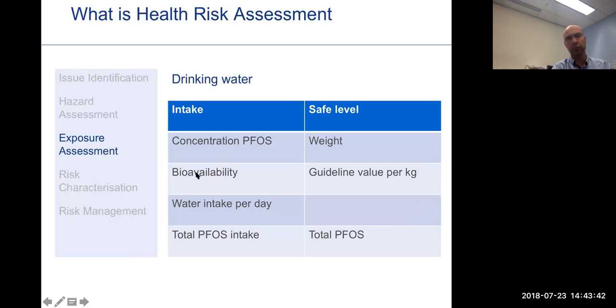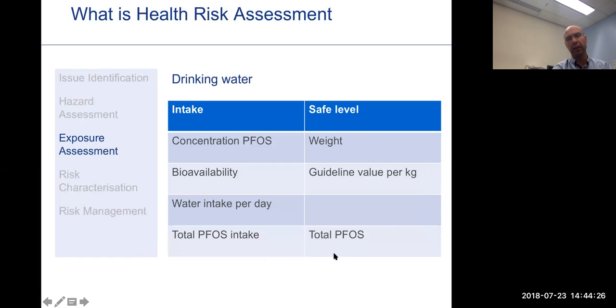Bioavailability, very often we presume this is 100%. For those who can't quite remember their pharmacokinetics from med school, and I might not remember it either, it's essentially the amount that you ingest versus the amount that ends up in your blood, from memory. You might remember that from when you looked at different medications and how much of the medication gets lost on its way through to the bloodstream. And then for water, but it's true for any of these things, it's the amount of intake per day. If you consider those three things, it gives you the total PFOS intake. Normally it's done per day.